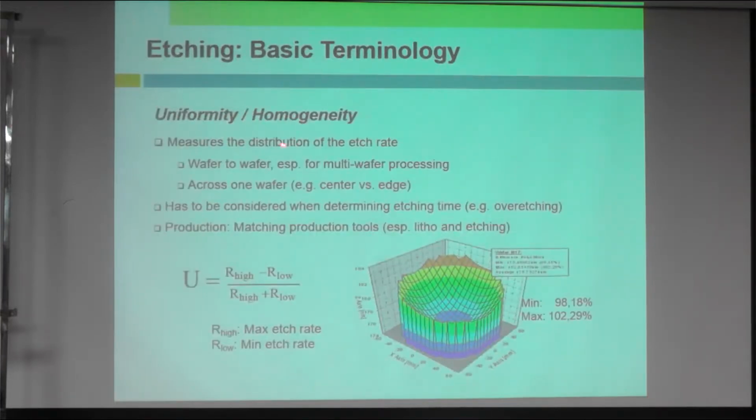So uniformity or homogeneity measures the distribution of the etch rate wafer to wafer, especially for multi-wafer processing, and across one wafer, for example center versus edge. At the center, it might be different. At the edge, it might be a different etch rate. This has to be considered when determining etching time, so you want to prevent over etching. And for production, matching production tools, especially lithography and etching. So here we can see that some simulation you can do.